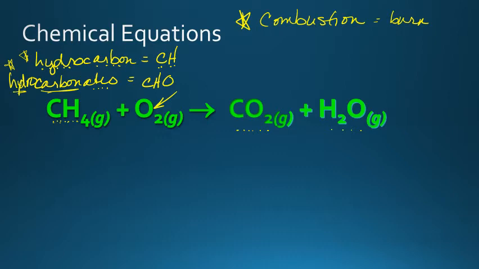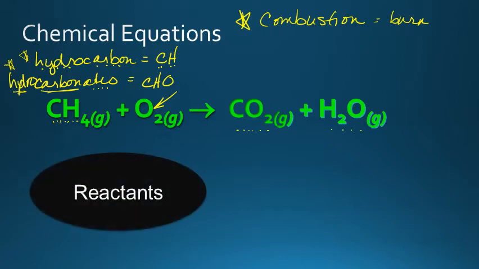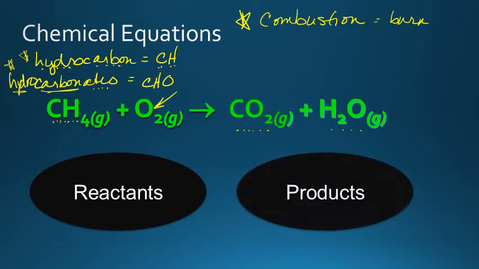So, a couple of things. That side of the reaction is what we call the reactants. These are the things that are going to react together in a chemical reaction to produce products. Always, products on that side, reactants on this side. If I flip the equation around, the reactants stay on the left. Products are on the right. Always.